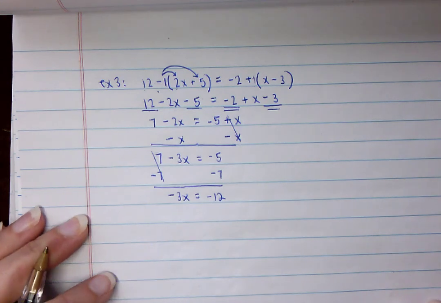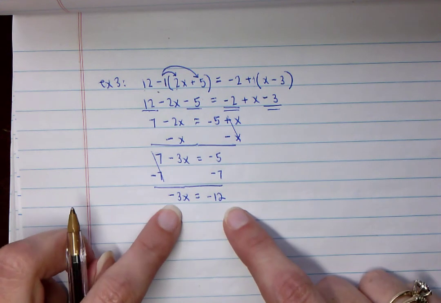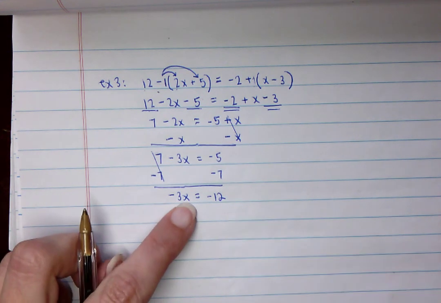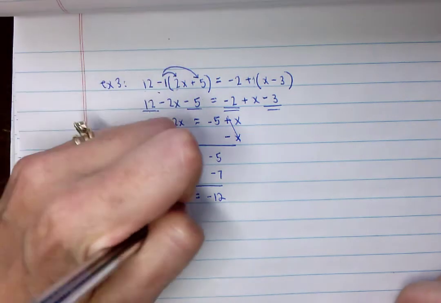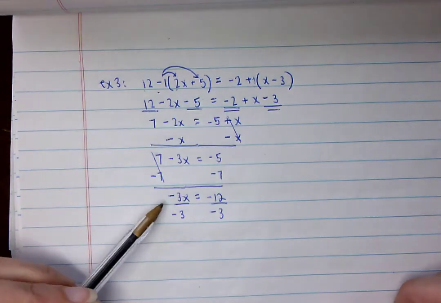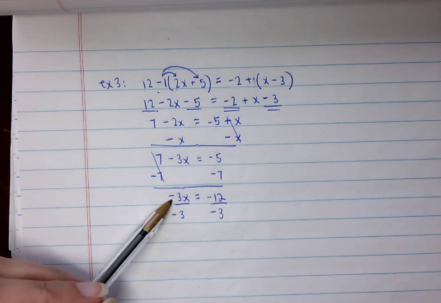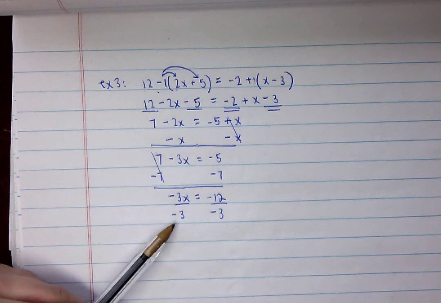And the final step, now that you've gotten the variables on the left and the numbers on the right, we want to get the variable by itself. We want a 1x, so we have to divide both sides by negative 3. Right now it was being multiplied by negative 3, so in order to undo that and get a 1, you have to divide by that same amount. And that goes with the multiplication and division rule for equations.